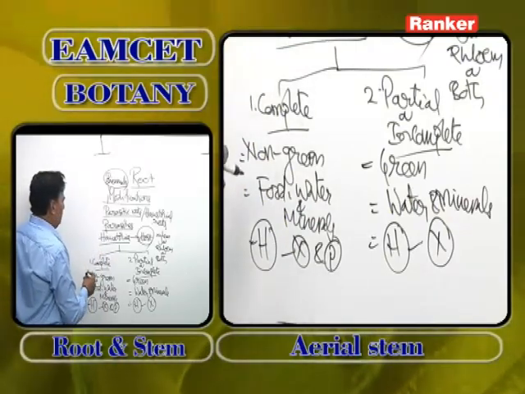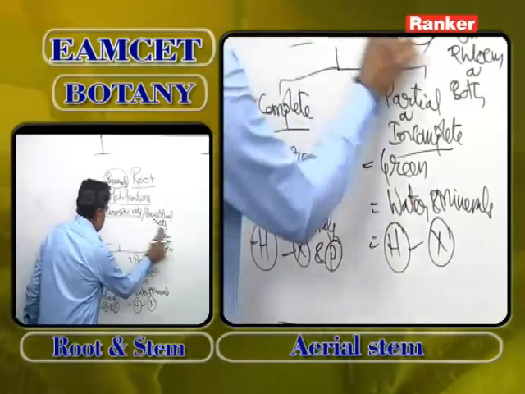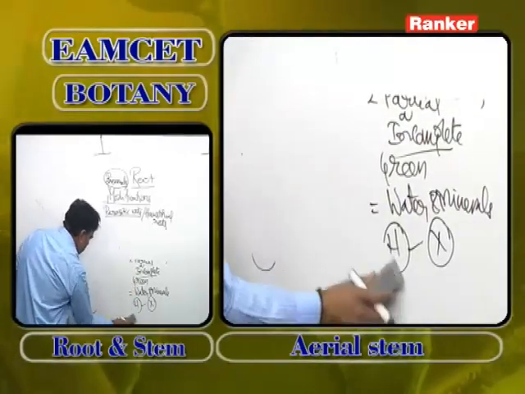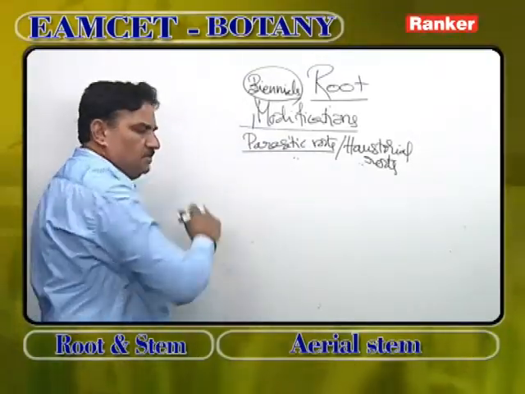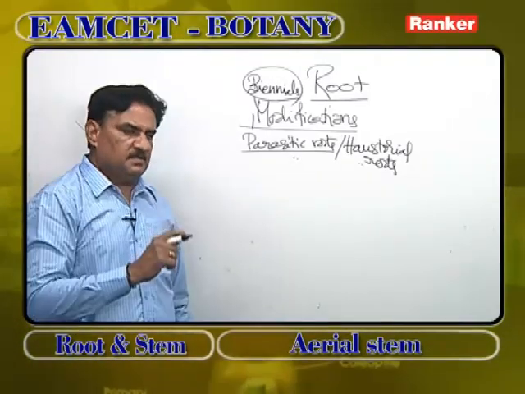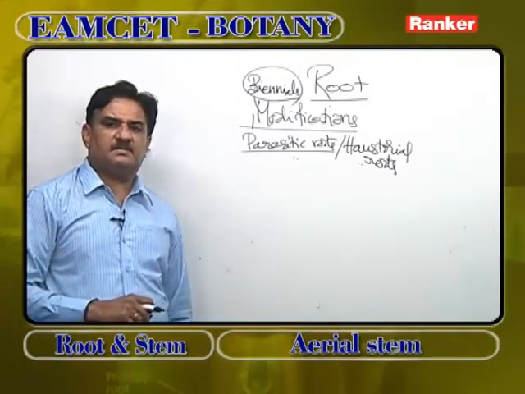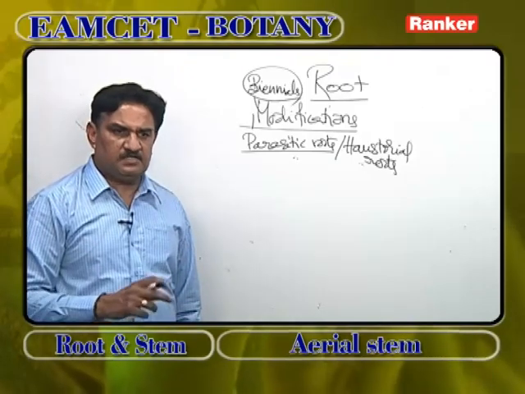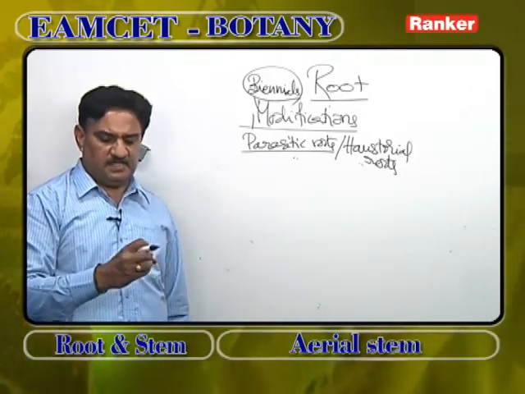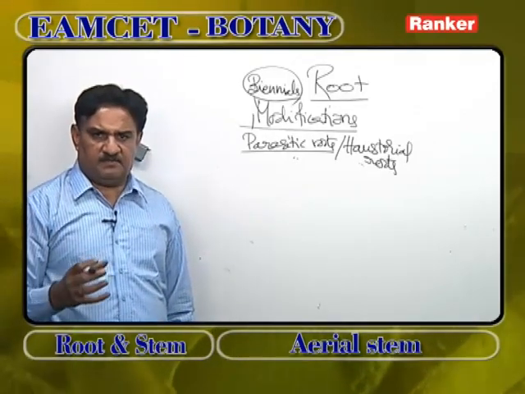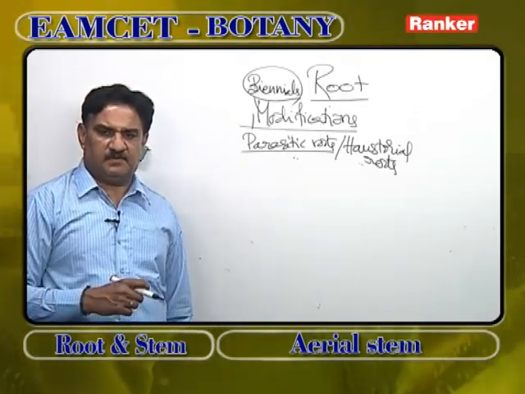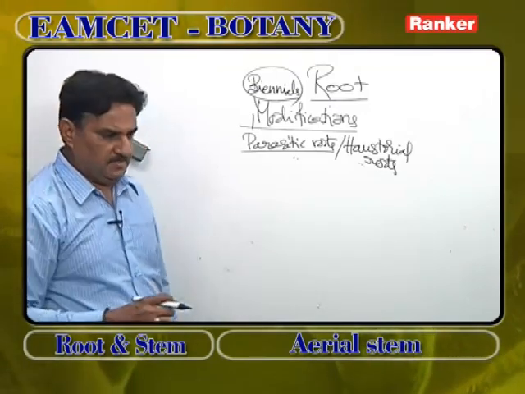Once again I'll repeat, parasites are the plants which depend on other plants completely for food, water and minerals and other things. These parasitic plants develop special roots called haustorial roots. The haustorial root penetrates into the host and gets connected to xylem and phloem. After getting connected, they start absorbing necessary food, water and mineral nutrients.